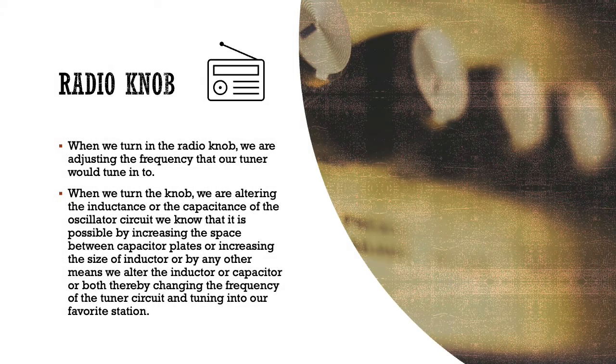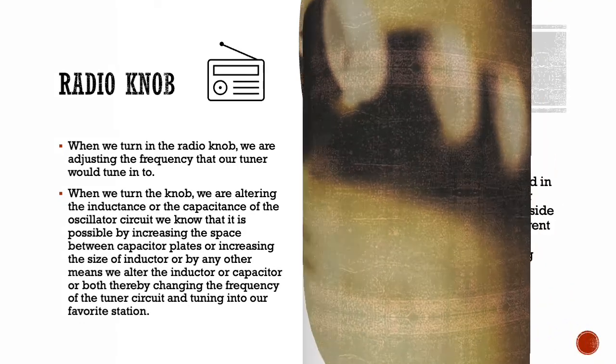Radio knob. When we turn the radio knob, we are adjusting the frequency that our tuner would tune into. When we turn the knob, we are altering the inductance or the capacitance of the oscillator circuit. We know that it is possible by increasing the space between the capacitor plates or increasing the number of loops in the inductor, or by any other means we alter the inductor or the capacitor or both, thereby changing the frequency of the tuner circuit and tuning into our favorite station.